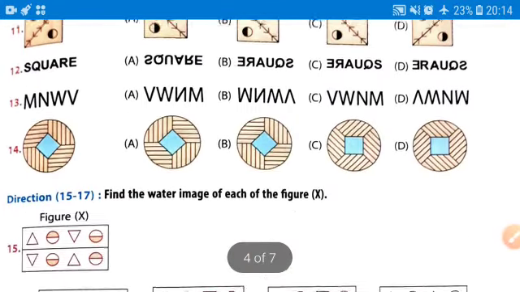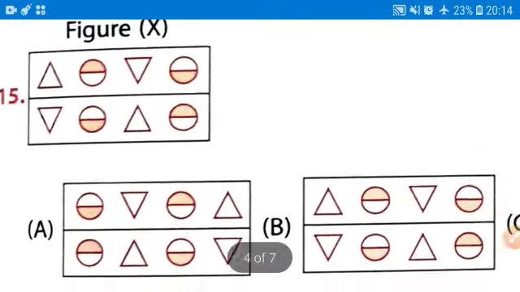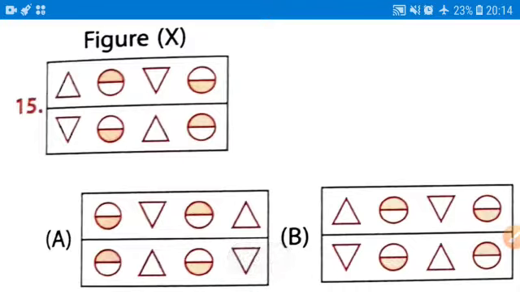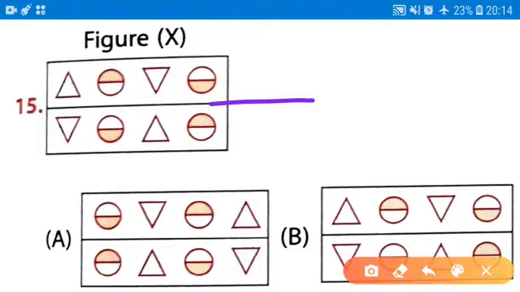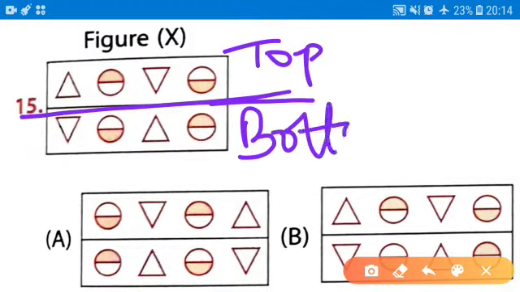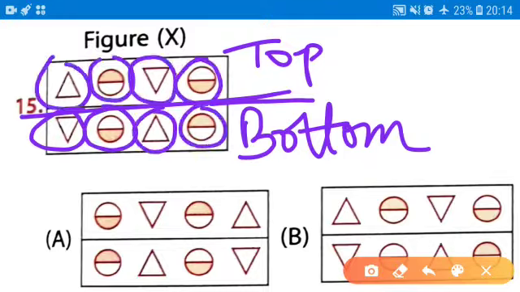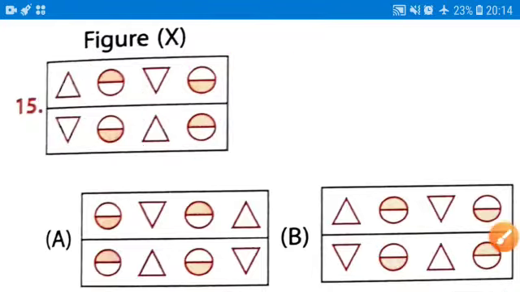Now coming to water images questions. Taking question number 15. You can see here, this is the top portion, and this is the bottom portion of this figure in question number 15. In each of the elements of this figure, each element has its own top and its own bottom. So it will be water imaged accordingly.